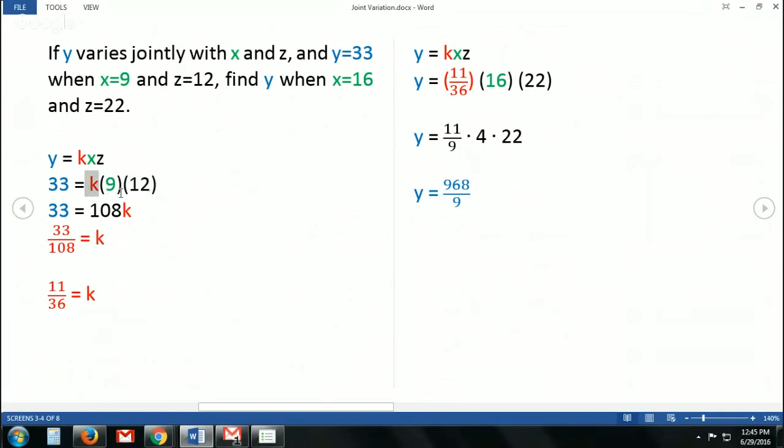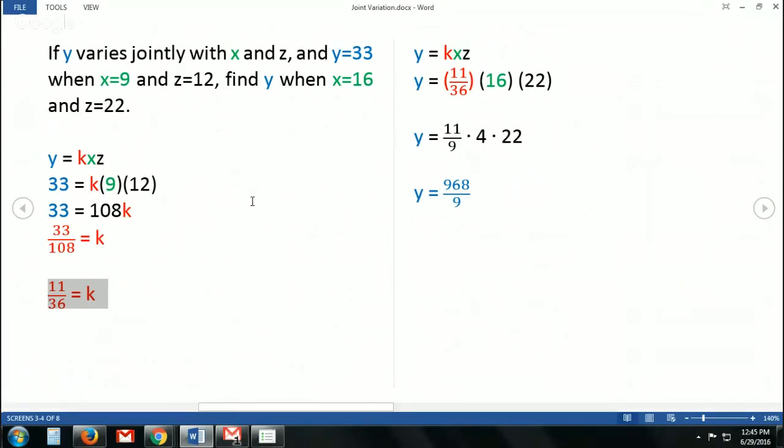Now we can find k by multiplying 9 times 12 together. That gives me 108k, and dividing both sides by 108, that gives us 33 over 108. Both of those numbers can be divided by 3, so I can reduce this fraction to being 11 over 36. Our constant of variation then is 11 over 36.